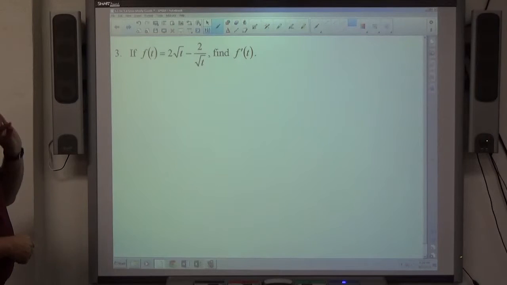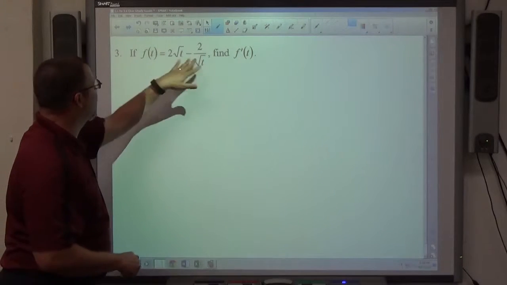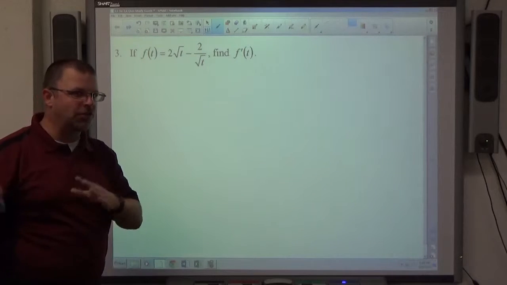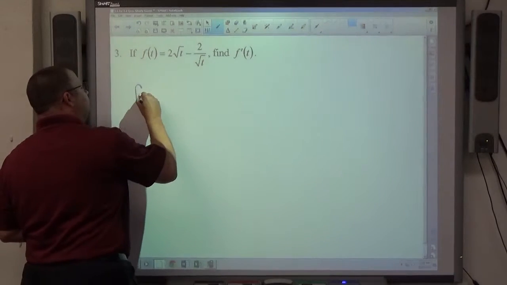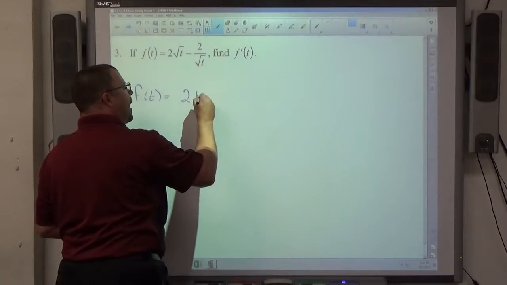Number 3. Also just as easy once it looks like a power function. You can see this one does not start off in power function structure. But if I rewrite it, the square root of t is t to the 1/2 power.